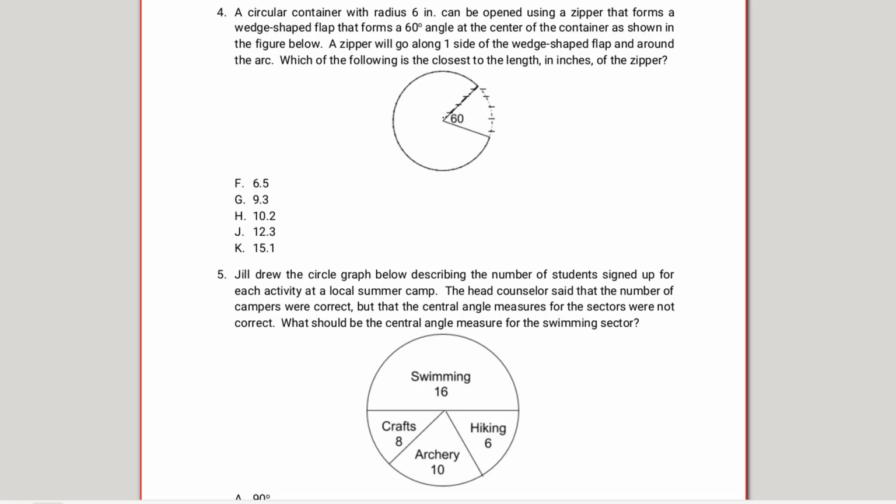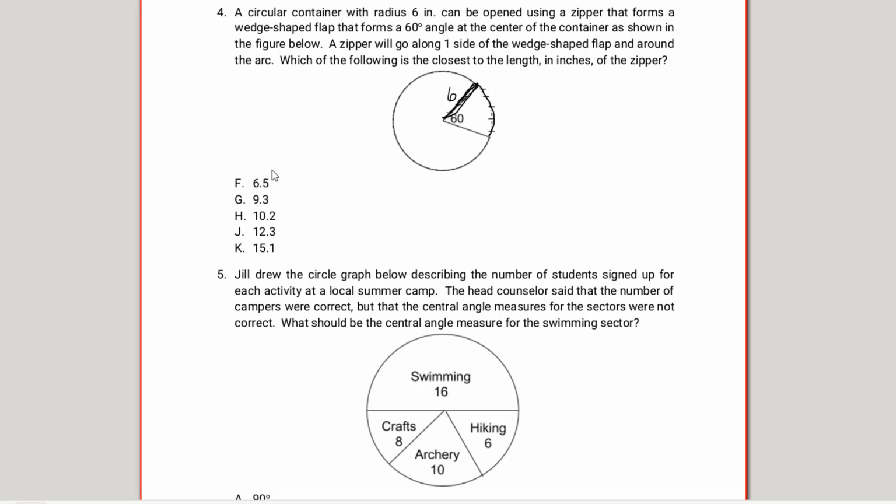So as we can see from our figure, our zipper runs right across here and then across the arc. So we've got to know the length. We're looking for how long this is. Now it tells us that it has a radius of 6 inches. So that is a start. We know this length to be 6 inches.